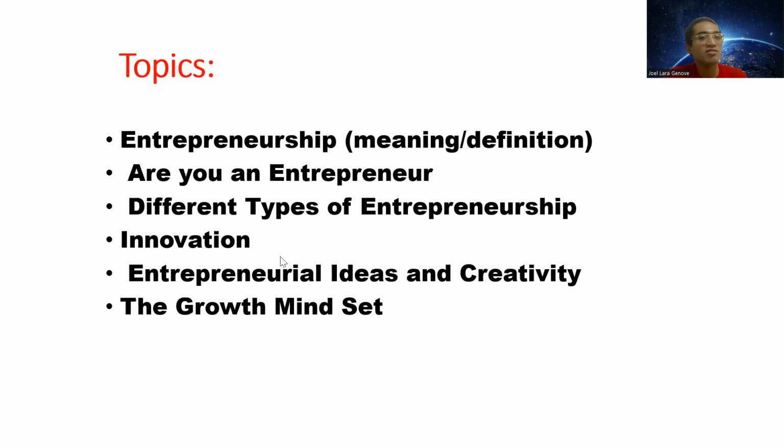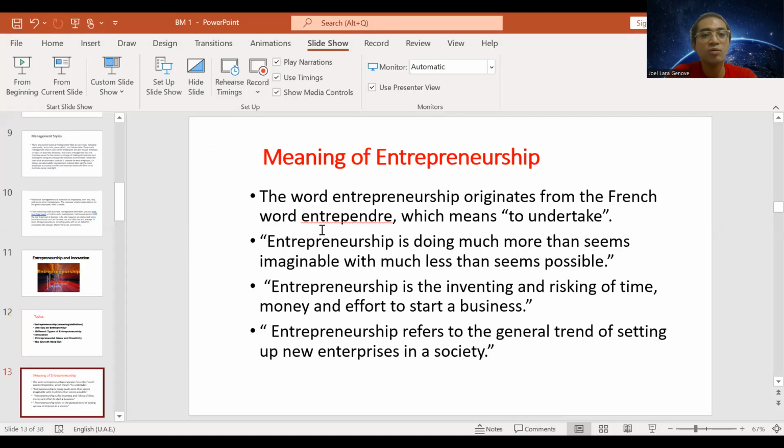Topics: entrepreneurship, meaning and definition. Who are the entrepreneurs? Different types of entrepreneurship: innovation, entrepreneurial ideas and creativity, and growth mindset. Let's begin with the definition. The word entrepreneurship originates from the French word entreprendre, which means to undertake. Entrepreneurship is doing much more than seems imaginable with much less than seems possible. Entrepreneurship is the inventing and risking of time, money, and effort for starting a business. Entrepreneurship refers to the general trend of setting up new enterprises in society.